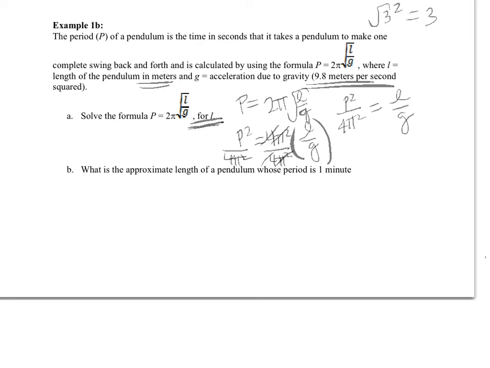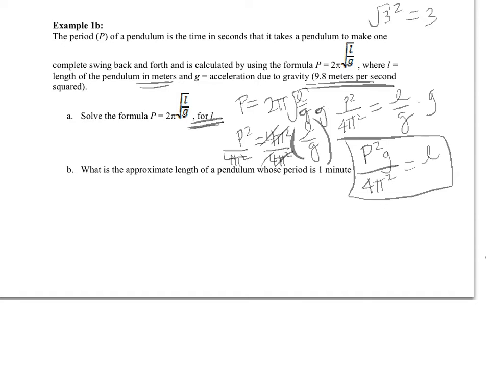Well, we want to solve this formula for L. So we're going to multiply both sides by G. So we have p squared times G over 4 pi squared equals L. We have just solved the formula for L.